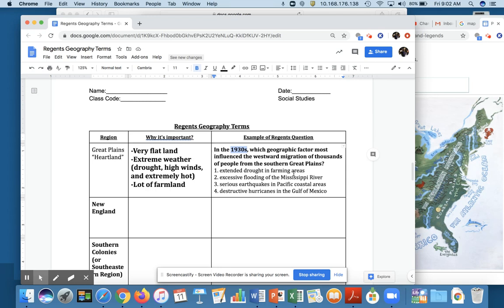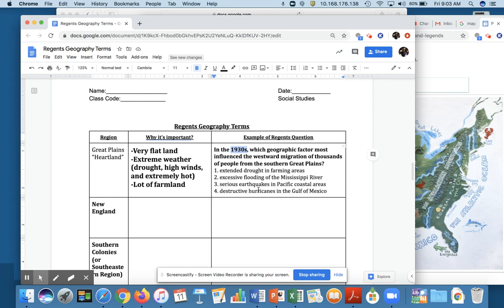Which geographic feature most influenced the westward migration of thousands of people from the southern Great Plains? So why did people leave the southern Great Plains in the 1930s? If you take a look, these all have to do with extreme weather, but one specifically is going to be the correct answer. So take a look, see if you can get it, pause the video if you need.